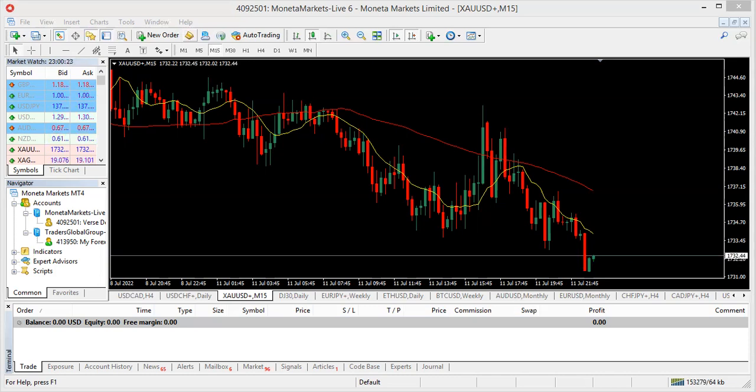So this is how your charts and your time frames give you the action of price in that particular time frame.